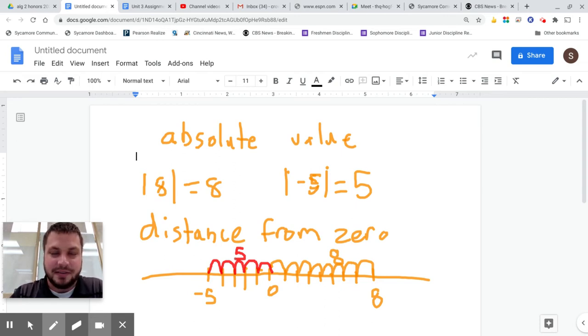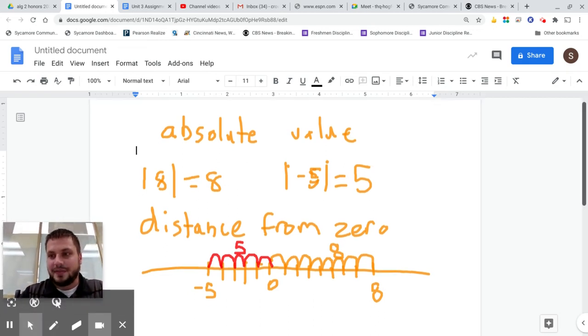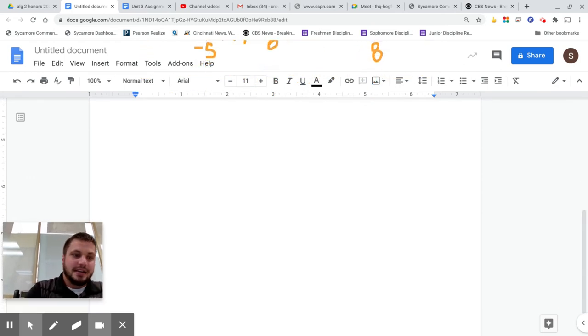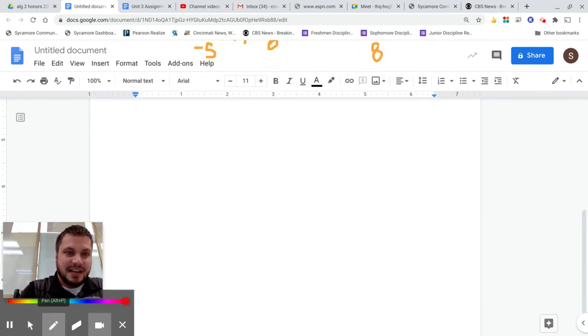Even in real life, if you're traveling to Florida, you're not going to say, I'm going to go -700 miles just because you're going south from Ohio to get to Florida. You still say I'm going 700 miles. If you dug a 6-foot deep hole, you wouldn't say I dug -6 feet. You'd say I dug a hole 6 feet deep. Distance is positive.